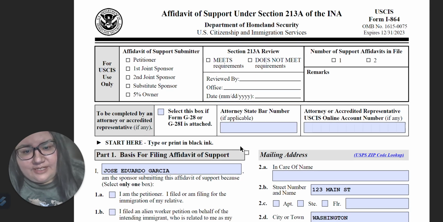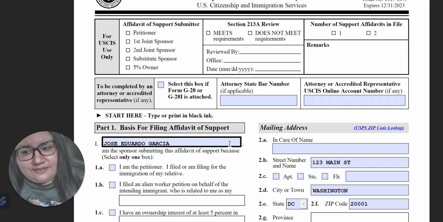Now we're going to start here in part 1, which I've already filled out, where you're going to fill out the name of the sponsor. For most applicants, the sponsor is going to be your petitioner. There are instances where you're going to need a joint sponsor, and when that happens, you will actually end up submitting 2 Form I-864s. But your petitioner always has to fill one out either way, even if you are using a joint sponsor or several joint sponsors.